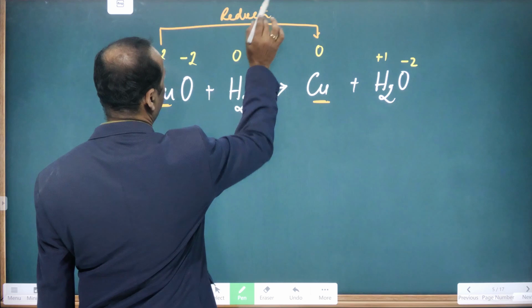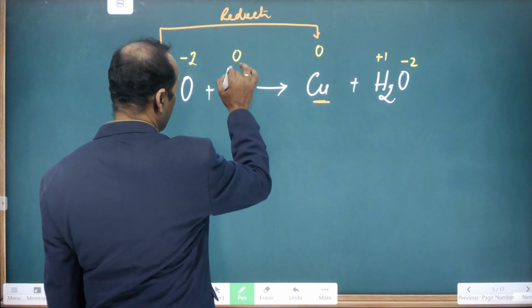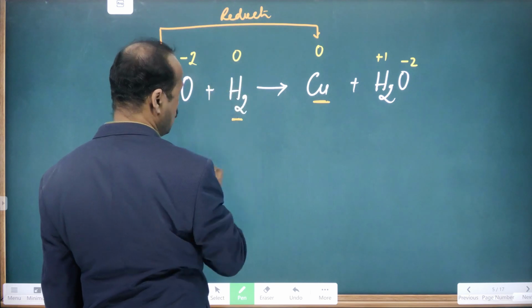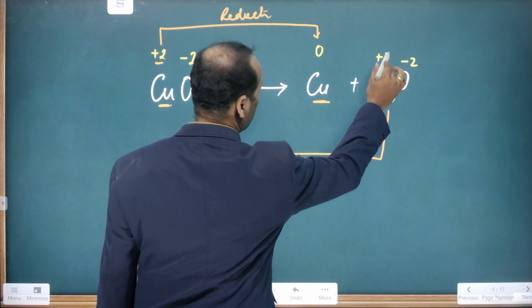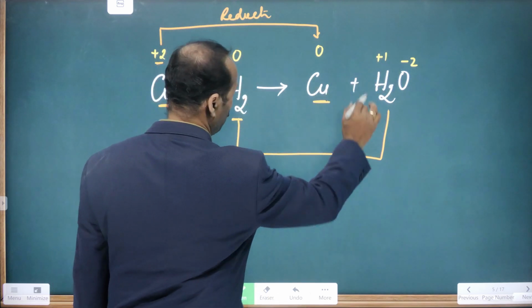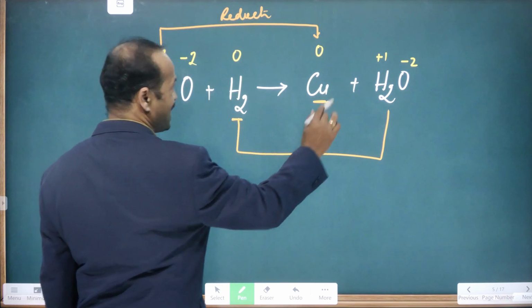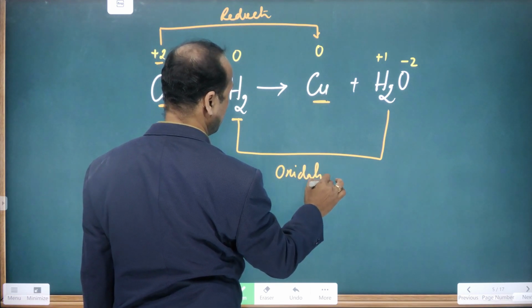What is it called? A reduction. Now here you see, the hydrogen oxidation number is 0. But here the hydrogen oxidation number is +1. 0 to +1. So here it is increased. Increased means what? Oxidation. Clear now?